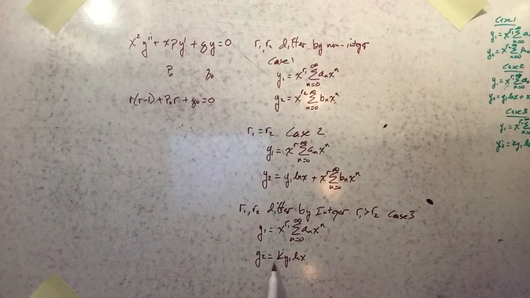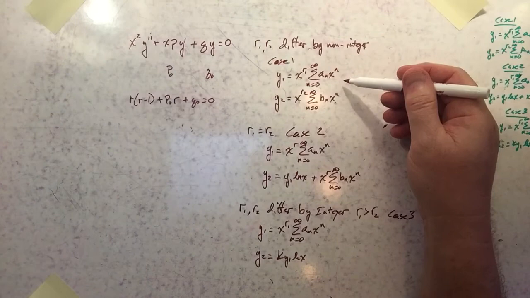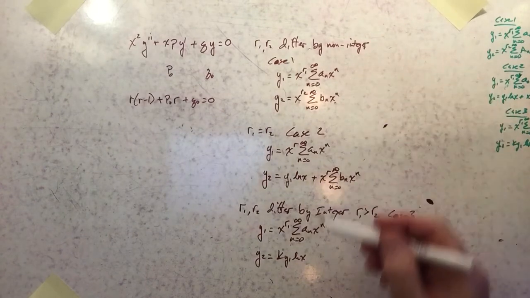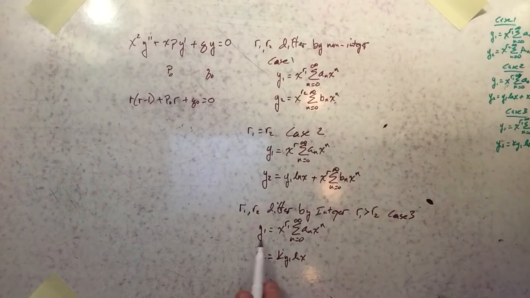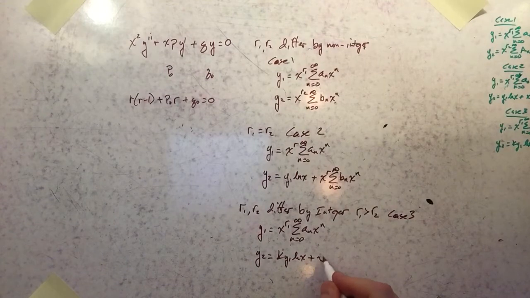And it's possible that k could turn out to be 0, which means it's possible that you get two solutions to this that look very much like the two solutions to case 1. So case 3 can sometimes default to case 1, and there are even times when both solutions come out of your y1, so that you might not even need to try the second one. And then, of course, the rest is the same. This will be x to the r2 summation n equals 0 to infinity of bn x to the n.